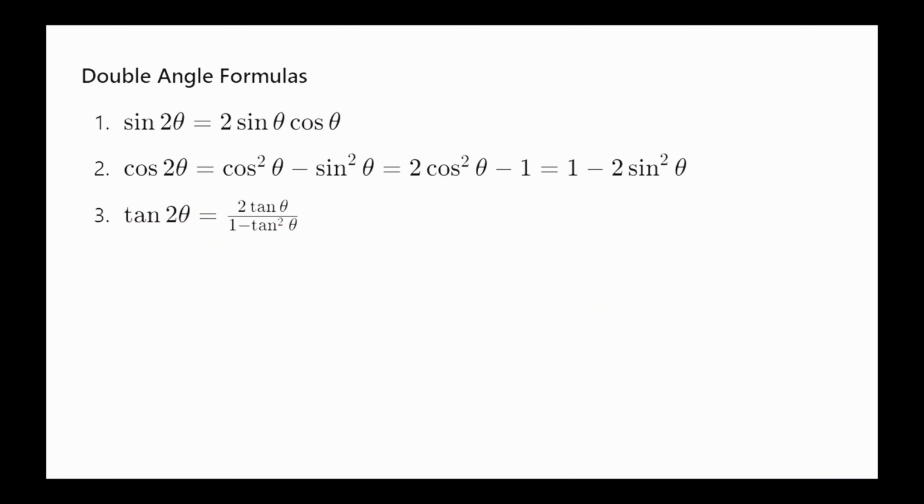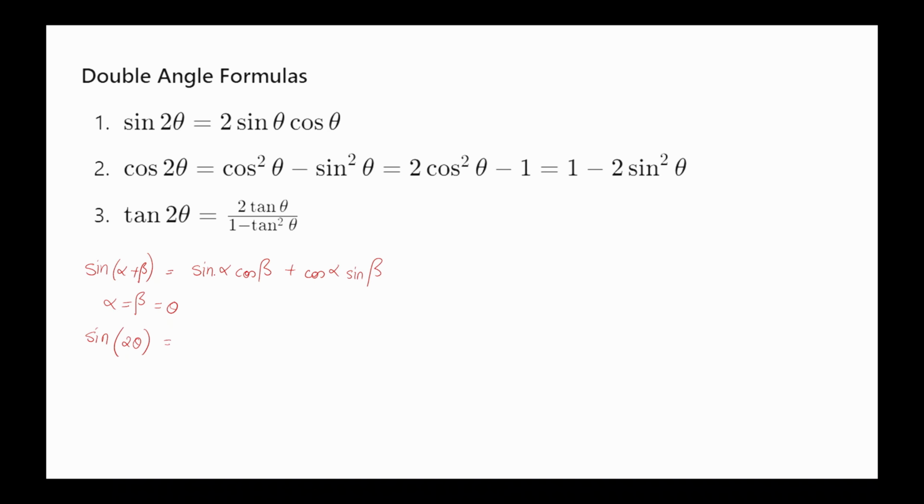Now, double angle formulas. Again, these are the most basic formulas which you must remember. The way of proving them is, I know the formula of sine of alpha plus beta, right? So sine of alpha plus beta used to be sine alpha cos beta plus cos alpha sine beta. So for the double angle formula, I'll take alpha equal to beta. Both of these I'll represent as theta. So this would become sine of 2 theta.